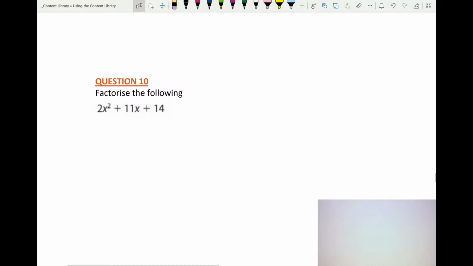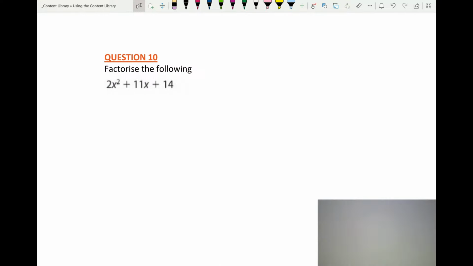Now, these are probably the trickiest ones to factorize. Here, you're factorizing a quadratic. A quadratic is something that has a square, an x, and then a number on its own. So x squared, x, and a number.